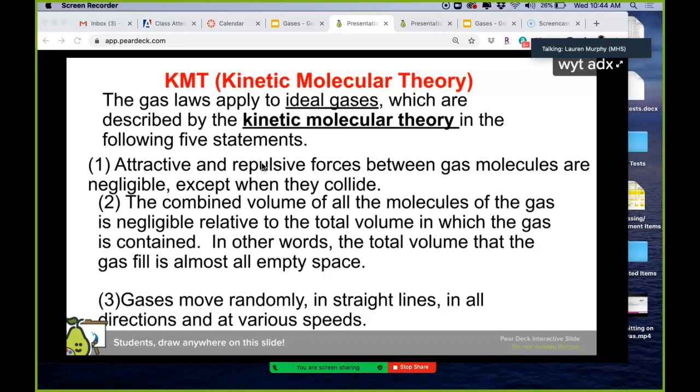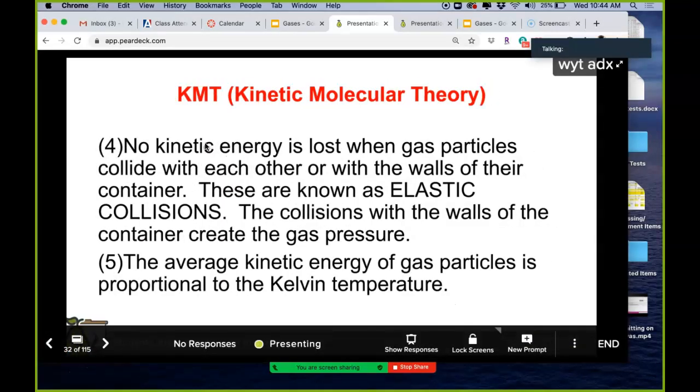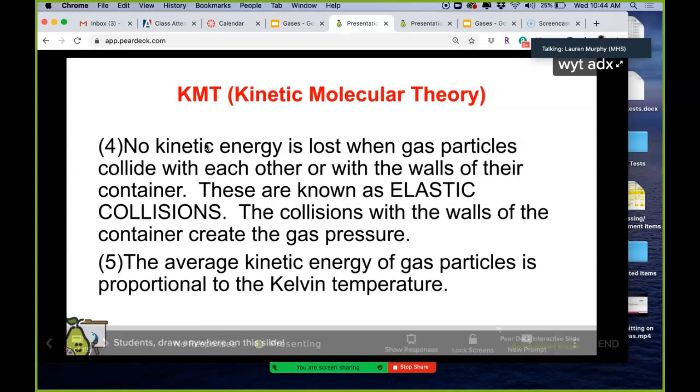Gases move randomly. This is sort of true. They do move fairly randomly. However, if they're attracted to one another, or repelled from one another, they don't move so randomly. But they move in all directions and at various speeds for the most part. When gas molecules run into each other or hit the wall of whatever container they're in, we're going to pretend that they have what are called perfectly elastic collisions, meaning they just bounce right back off each other and go about their merry way.